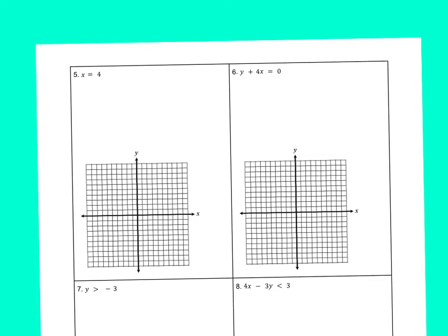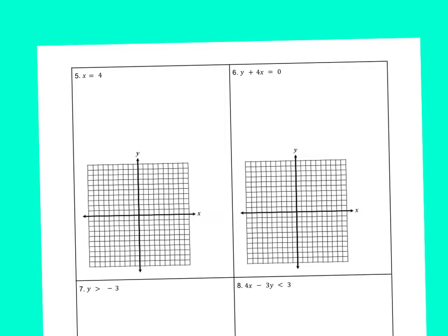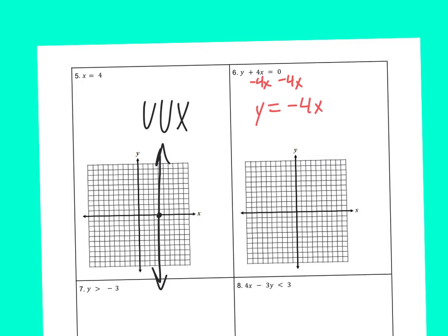What did we do? Yep. Go to where x is 4. And this is a vertical or horizontal line? Vertical. It starts with x equals. It should be just like that. Okay. Next one. What'd you do? Got y by itself by doing what? Subtract the 4x. So now I just have y equals negative 4x plus 0, or just y equals negative 4x.